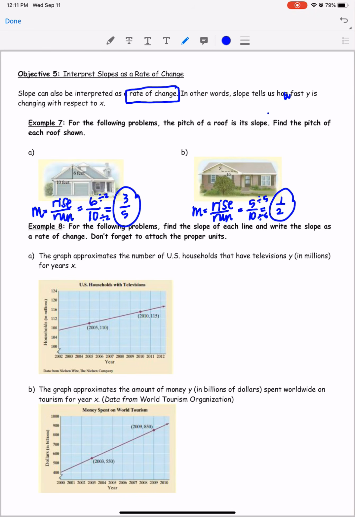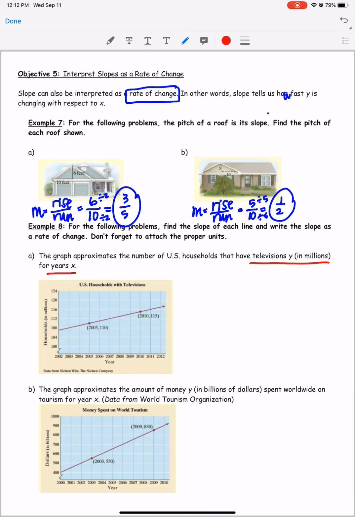On example 8, for the following problems, find the slope of each line and write the slope as a rate of change. Don't forget to attach the proper units. So A says the graph approximates the number of households that own each television, Y in millions, for X years. So first find the slope.